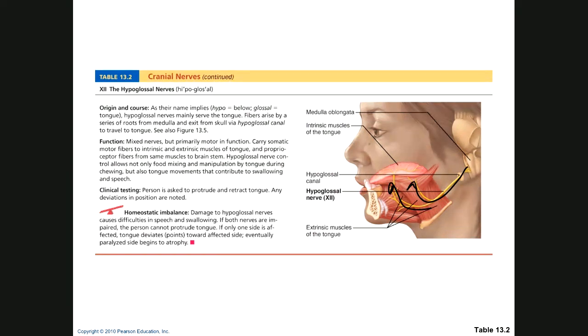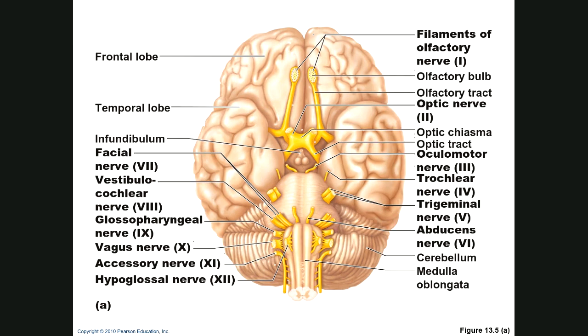So let me go back to the picture and identify all 12 cranial nerves. So this right here will be the olfactory bulbs, which follow to the olfactory tracts. Optic nerve right there, which leads to the optic chiasm and the optic tracts. So that is number 2. Number 3 is the oculomotor nerves right there. Number 4 is the trochlear nerves, which are motor. So oculomotor and trochlear are motor. So we start with 2 motor.